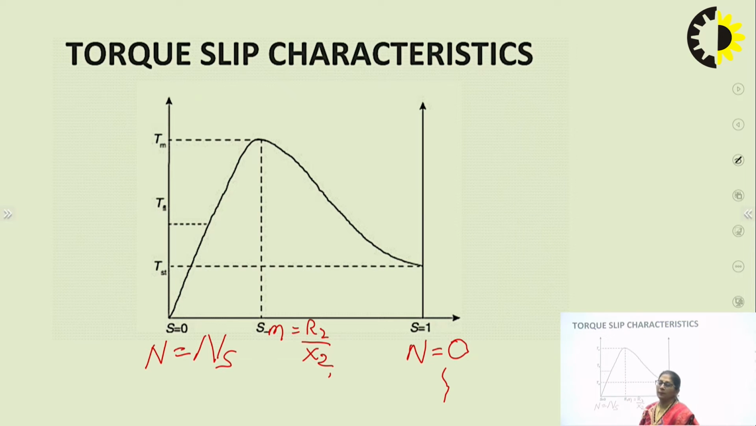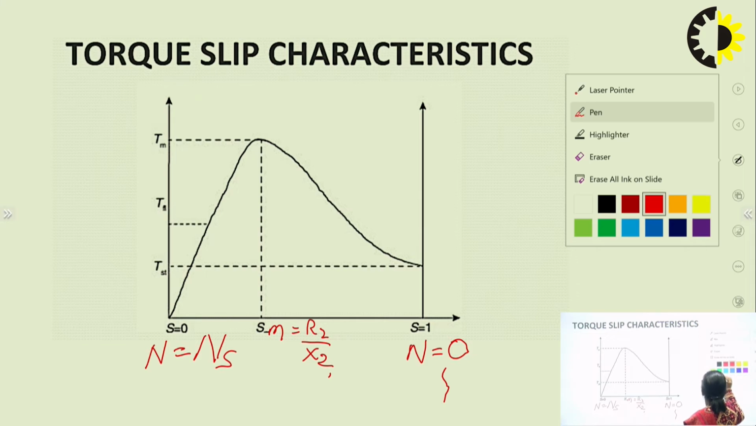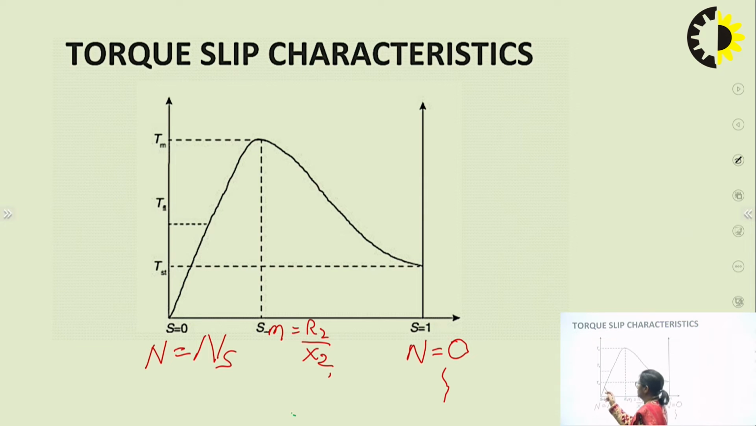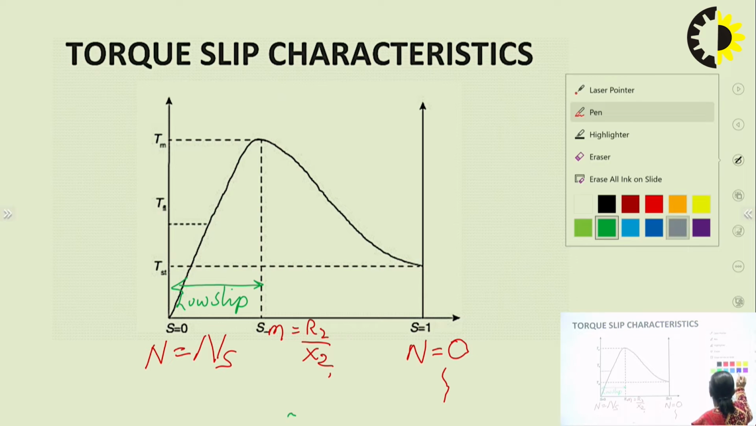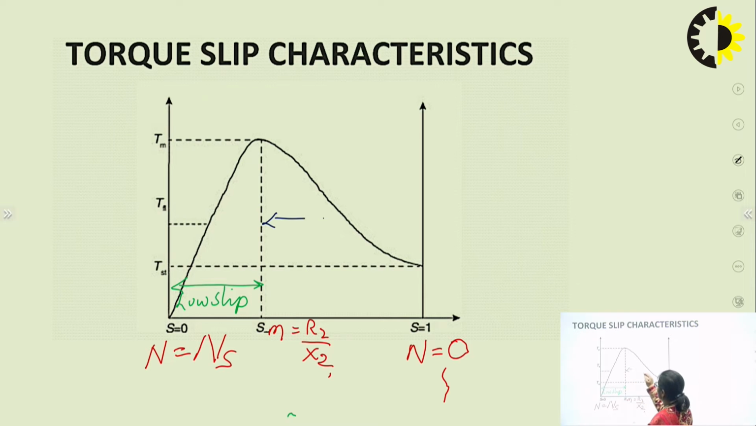And this is Tm. Now, if I classify this complete characteristic into 2 regions, right? So I have 2 regions in it. This region is called the low slip region, and this region is called the high slip region.